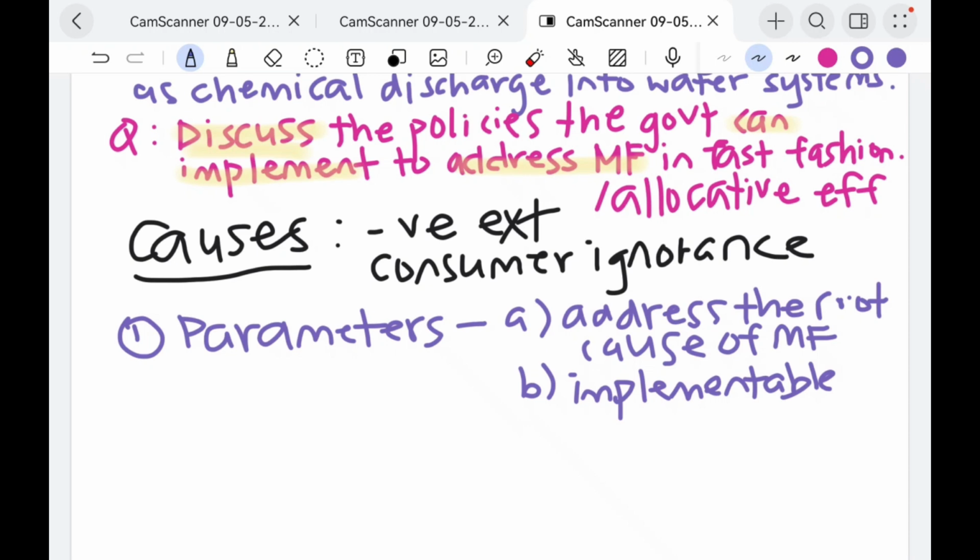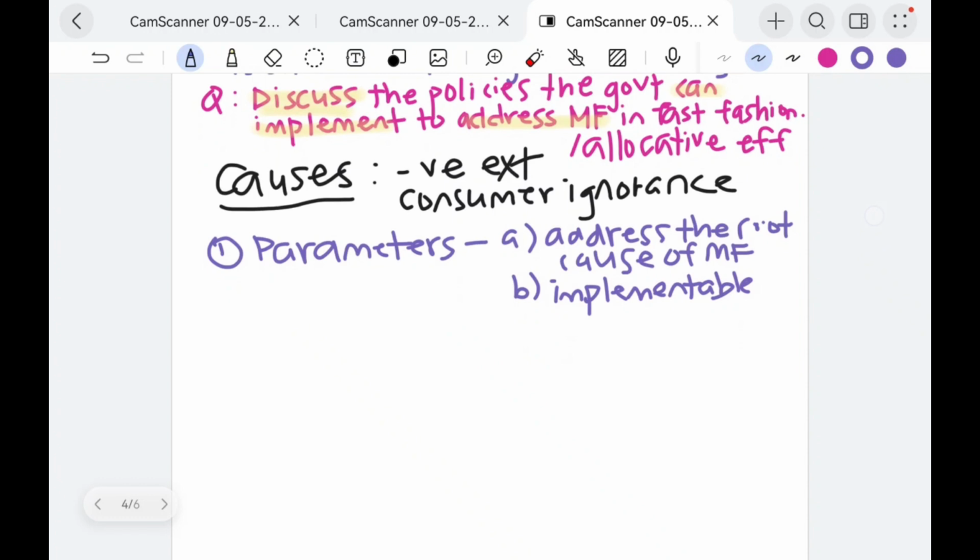So if you fulfill A and B, naturally you are a good policy. So we try to morph our policies to do well in these two aspects. Because there are two causes, when we write the essay, we try to use at least one policy for each problem, because if your policy only addresses one problem and not the other, then the market failure still happens.